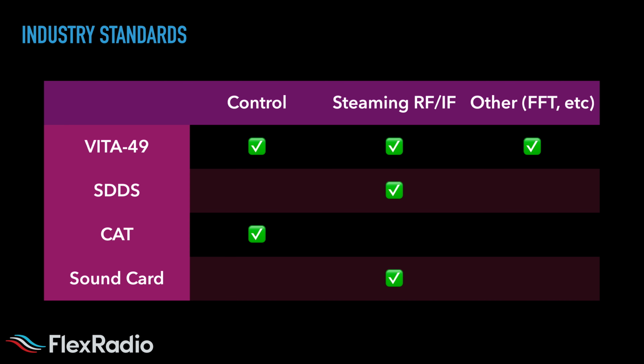VITA-49 has structures for both control of your transceiver as well as streaming RF-IF data, and it also has the capability of handling FFT or spectrum plots, metering, other kinds of things like that. So it's a pretty all-encompassing standard for data coming to and from a transceiver. SDDS provides just the streaming RF-IF, and I'm not going to spend any more time on it because it's falling more out of favor. CAT is really about control, and Windows sound cards just about the streaming audio RF-IF data. So as you can see, VITA-49 is a pretty all-inclusive standard compared to the others.